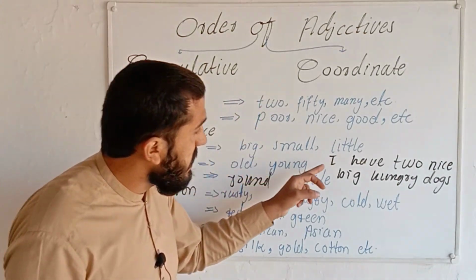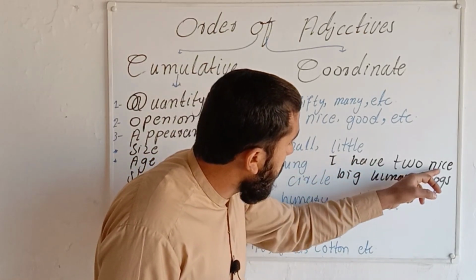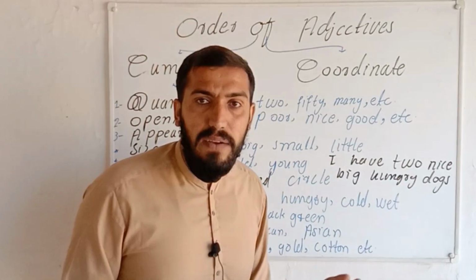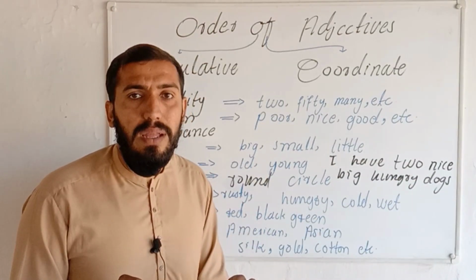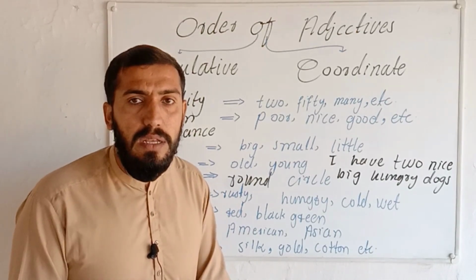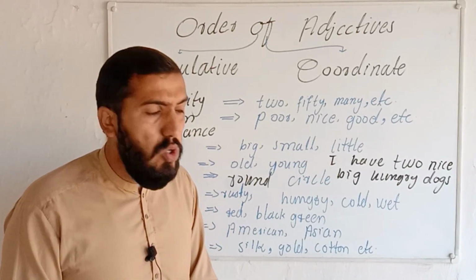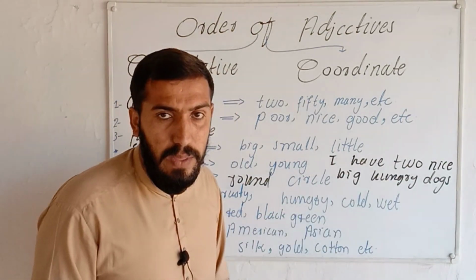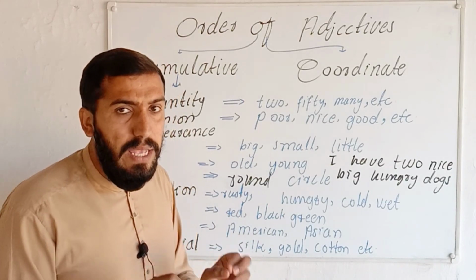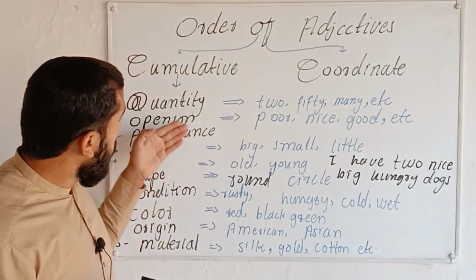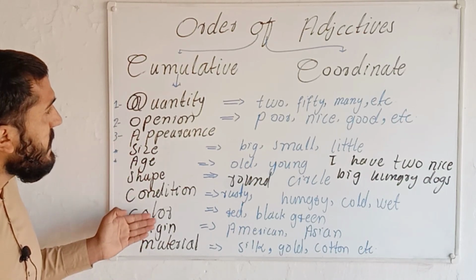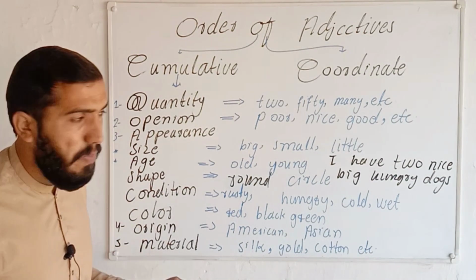You cannot say, I have nice, two, hungry, big dogs. This is incorrect. This is not a particular order, so you are not using your adjectives correctly. These adjectives are wrong. So you should follow this particular order. If you want to use adjectives in a particular order, then you should follow this sequence. So this sequence is basically for cumulative adjectives.